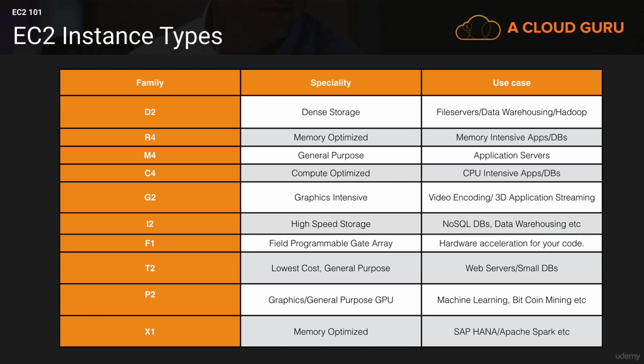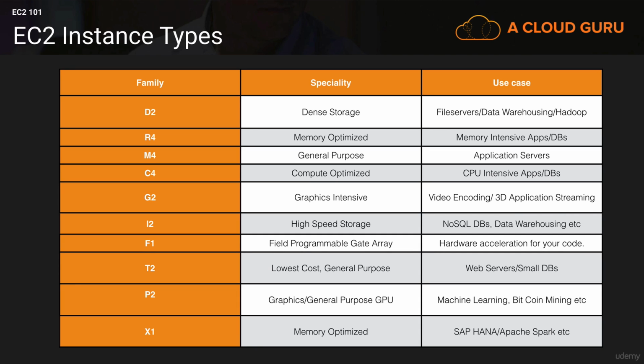C4 are compute optimized. So these are for CPU intensive applications and databases. Your G class are graphics intensive, so this is for video encoding or 3D application streaming. We then have I, which is for IOPS, and that's high-speed storage. So these are things like NoSQL databases, data warehousing, etc.